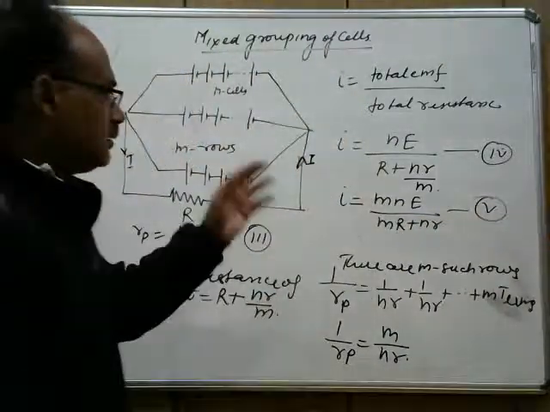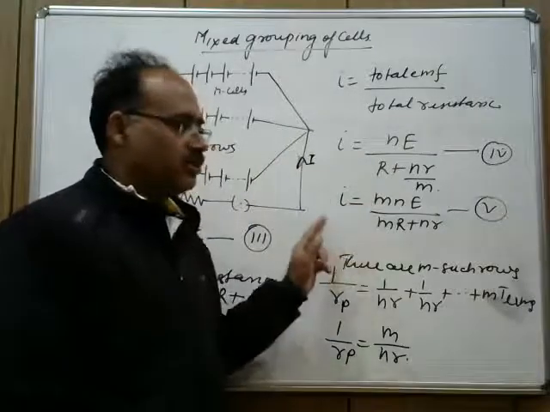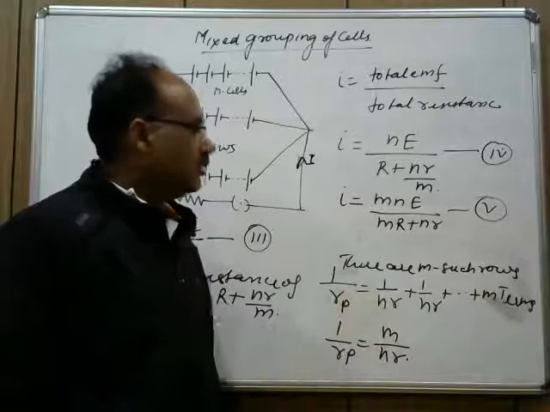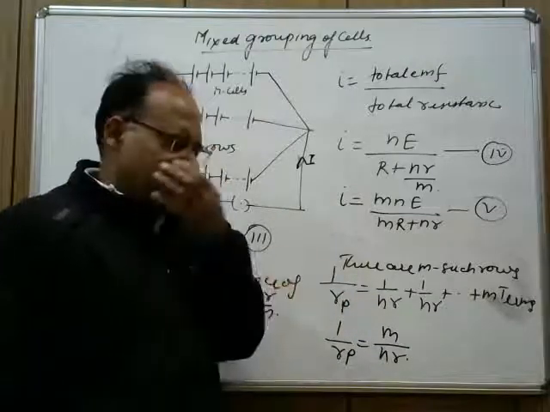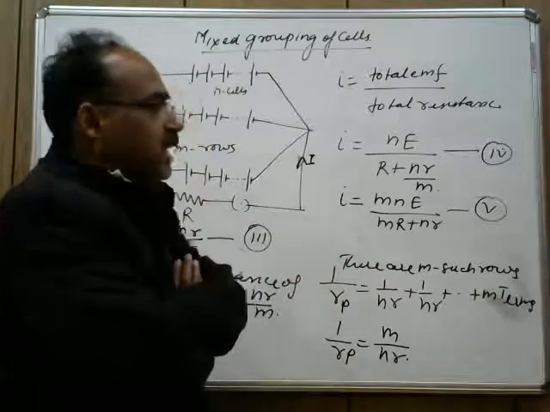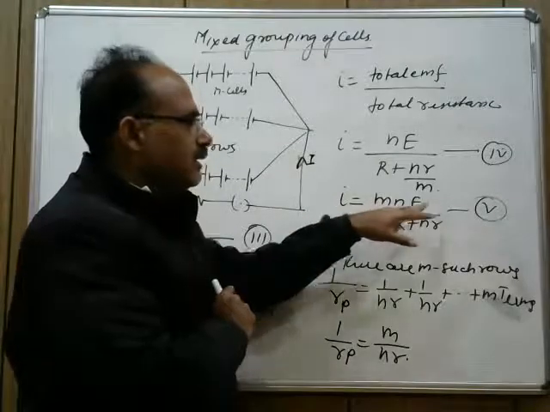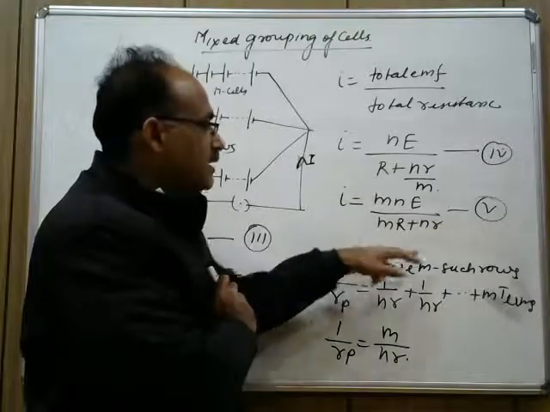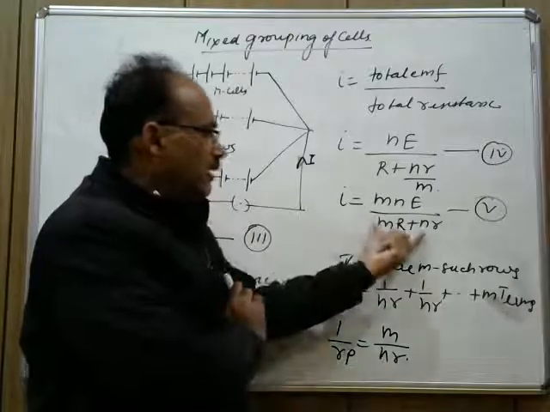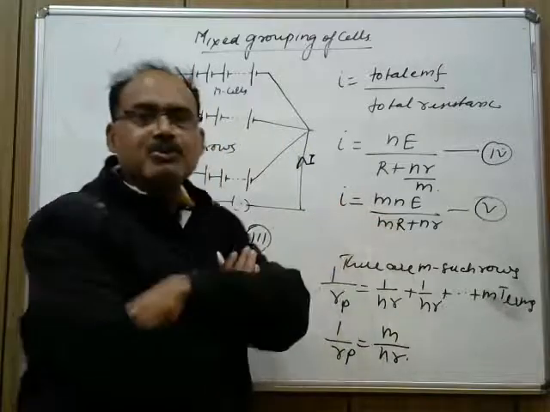This is the expression of current in which there are n cells in series combination and there are m such rows present in that. Now, in this case, we can find the expression of maximum current, because this m is finite, this n is finite, and this E is constant. So we can say the current in the circuit is maximum when the denominator, that is mR plus nr, is minimum. जब डिनोमिनेटर मिनिमम होगा तभी तो करंट मैक्सिमम होगी.